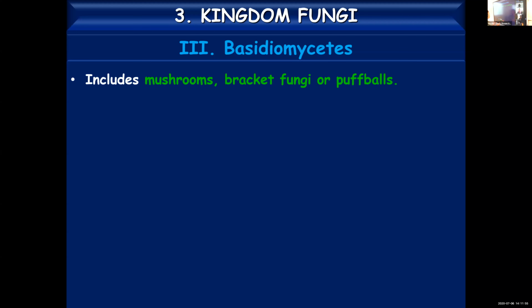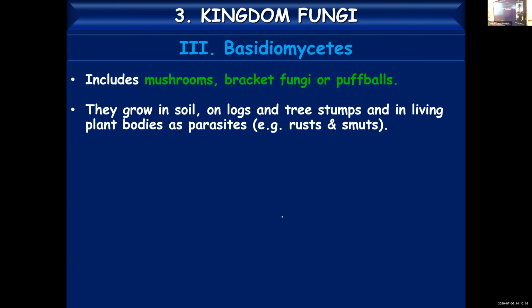So basidiomycetes, already we started with the general features. As I told you, it includes mushrooms, bracket fungi, and puffballs. Hope you remember the picture I had shown you. They grow in soil, and you can find them on tree logs or tree branches, and even in living plant bodies. They are found even inside the plant bodies, leading a parasitic life. Examples are rust and smut.